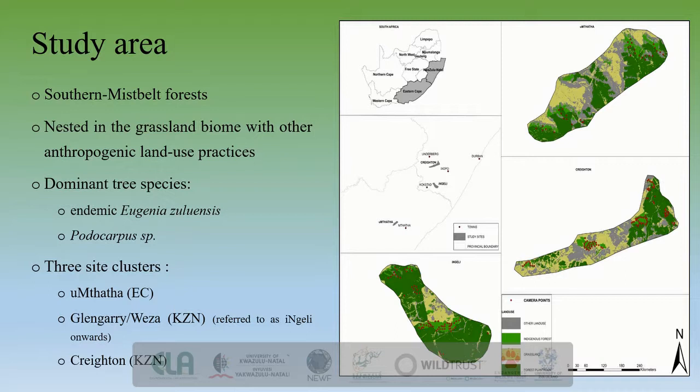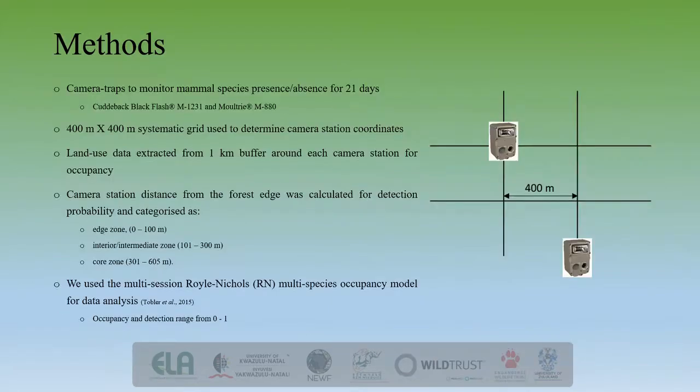Our study took place in 3 study clusters, namely the Umtata area, which is in the Eastern Cape, Glengarry-Weza in KZN, which is not too far from Cogstad, and then the Crichton area, which is also within the KZN area. We used camera traps, which were deployed for 21 days.